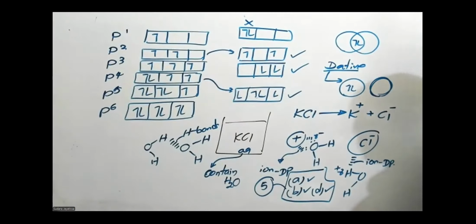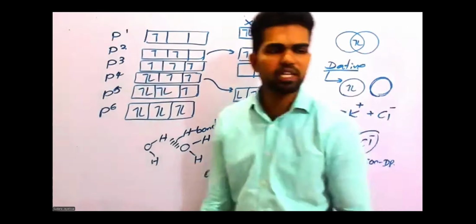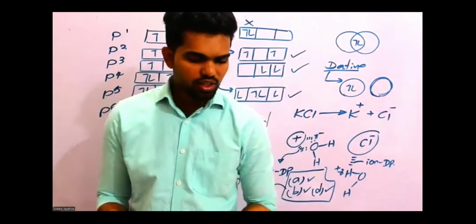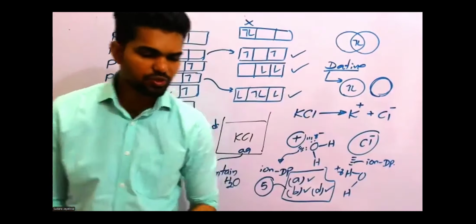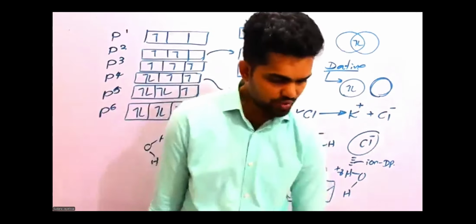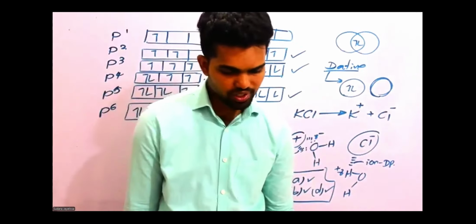Right, so that doesn't happen here. No. Anyway, dative bond is a primary interaction, so it's not going to happen. Okay, so that's the answer for question number 24. It's a good one.